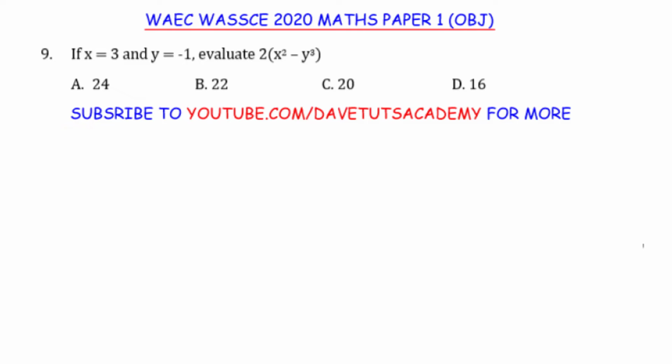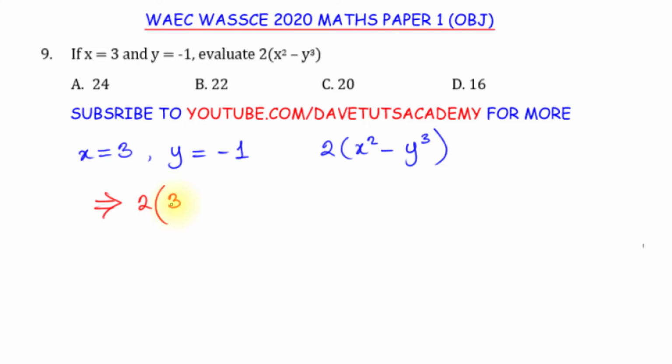We are told that x is 3, y is minus 1. But what we need to find is 2 into x squared minus y raised to power 3. Now, if we just substitute the values, we can say this is 2 into, x is 3, so we have 3 raised to power 2 minus, what's the value of y? y is minus 1 raised to power 3.